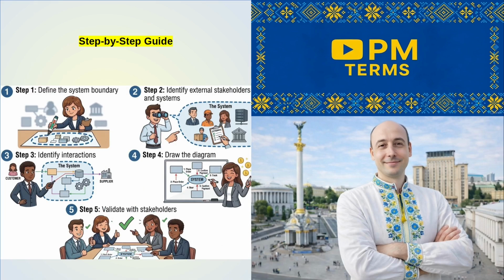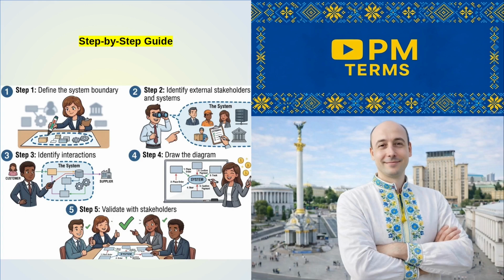Let's review how to create a context diagram step by step. Step 1. Define the system boundary. Ask what is in scope and what is outside. Step 2. Identify external stakeholders and systems. Use stakeholder analysis outputs. Step 3. Identify interactions. What data enters and leaves the system.